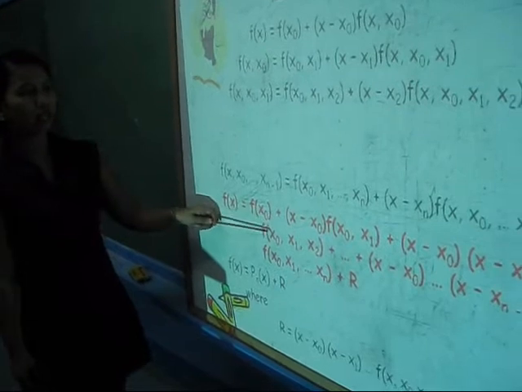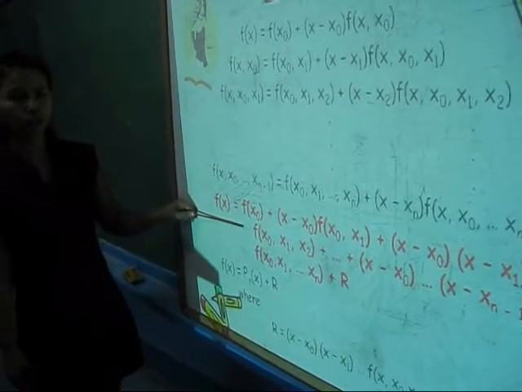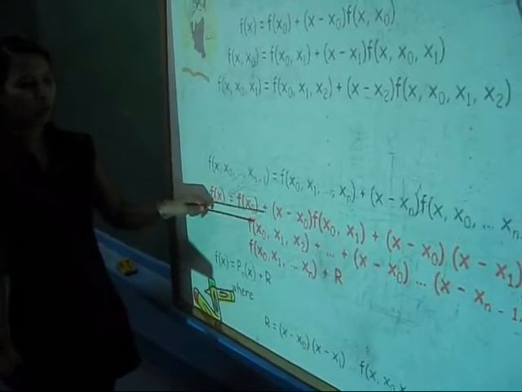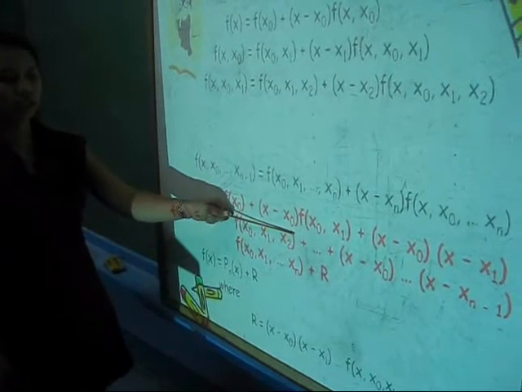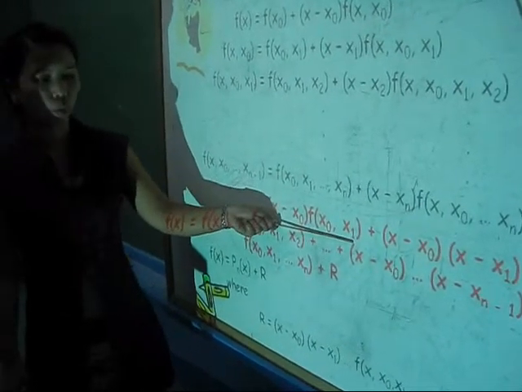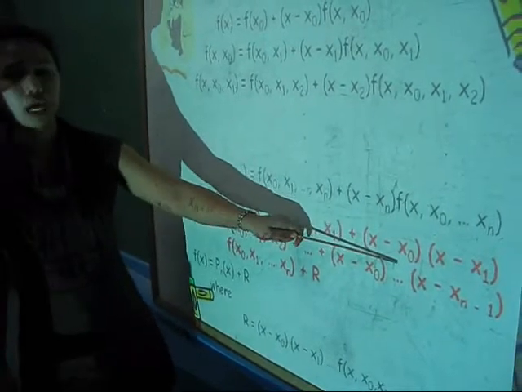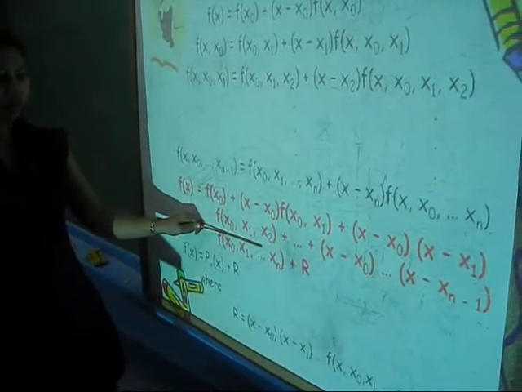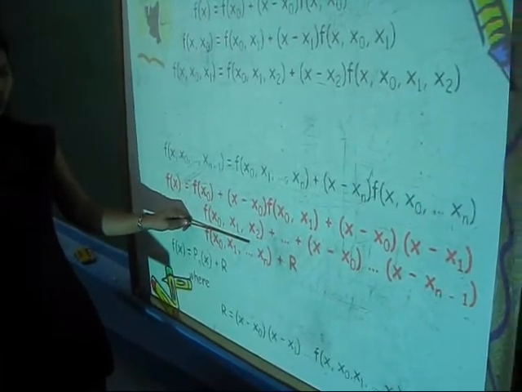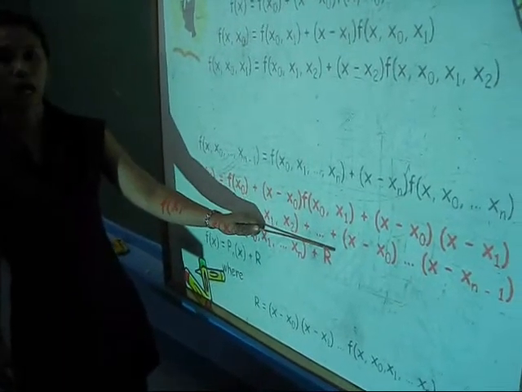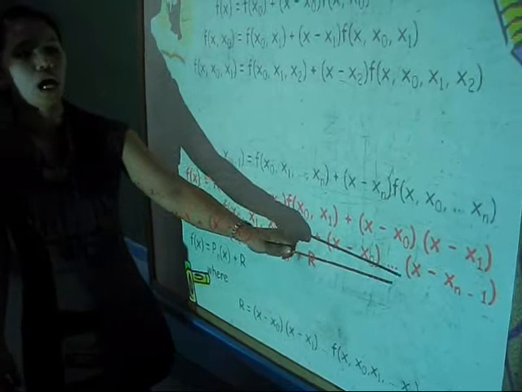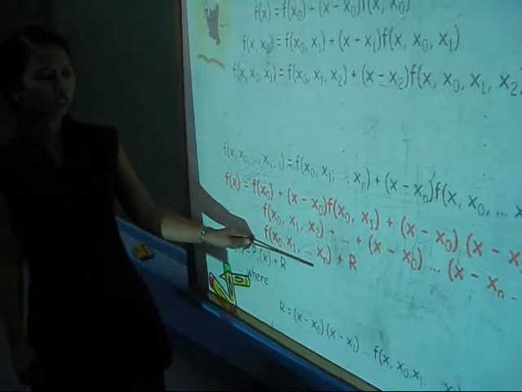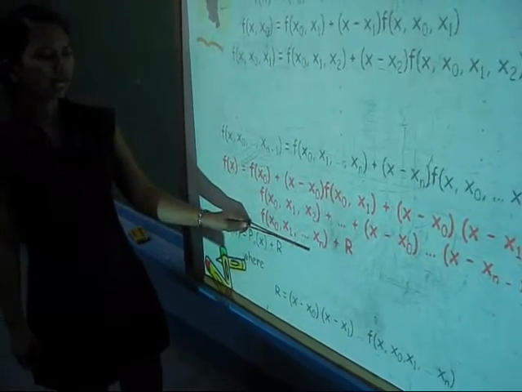And this is the Newton's divided difference formula, wherein f of x is equal to f of x of 0 plus x minus x of 0 times f of x of 0, x of 1, plus x minus x of 0 times x minus x of 1 multiplied by f of x of 0, x of 1, x of 2, plus up to x minus x of 0 up to x minus x of n minus 1 times f of x of 0, x of 1 up to x of n, plus r.